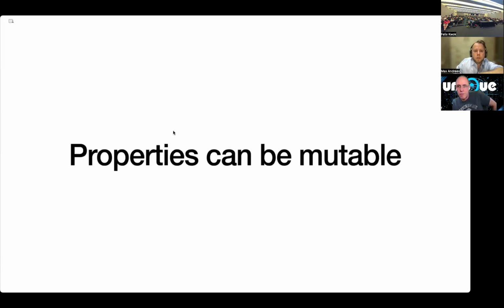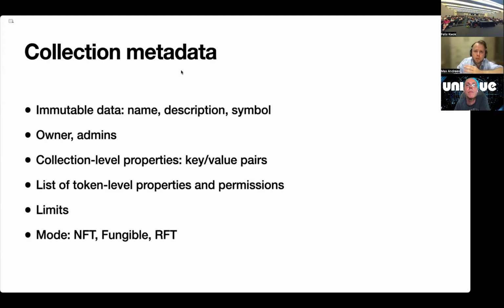One very important thing: properties can be mutated. So if we take some steps back, we can set token properties and their permissions on the collection level. That's what this slide shows. We set a list of token-level properties and their permissions, so we can specify if a property can be mutated or not, and who can mutate it. There are two options. It can be mutated by the token owner or the collection admin. That's the collection owner and the list of collection admins, who can mutate this property if it's specified.